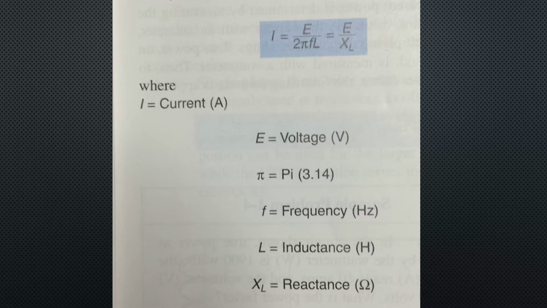One key idea to remember about purely inductive circuits is that the current lags the voltage by 90 degrees. Again, in inductive circuits, current lags voltage by 90 degrees. Also, since inductive reactance increases or decreases with the frequency of a circuit, it has the same effect as resistance and impedes the current flow.